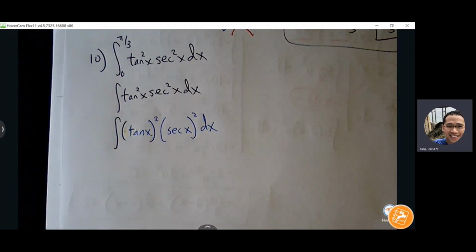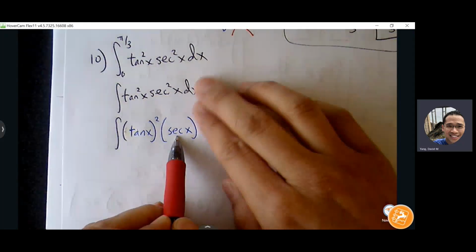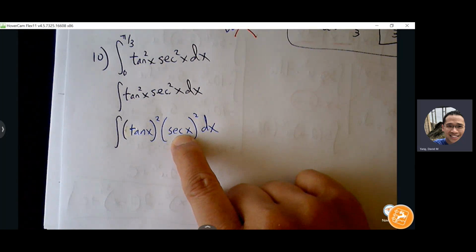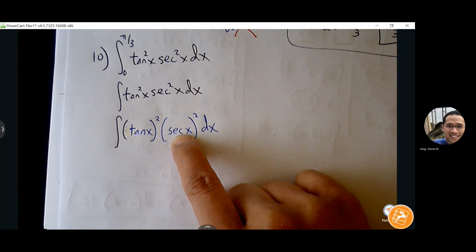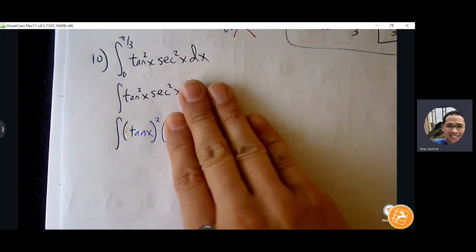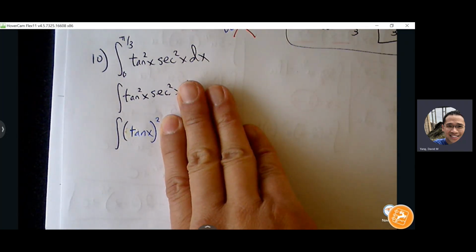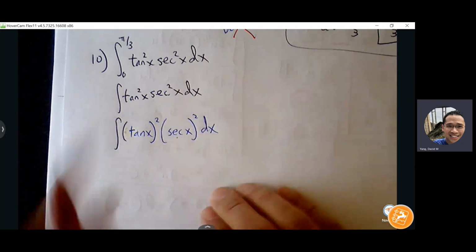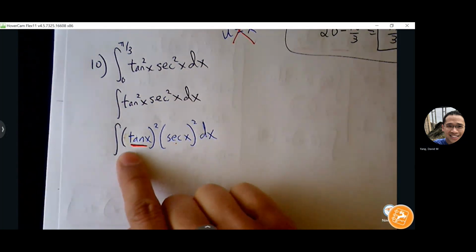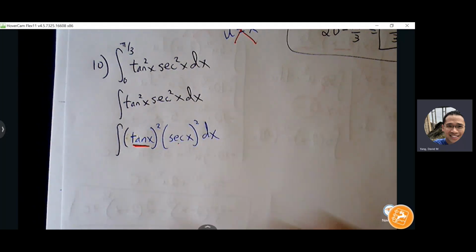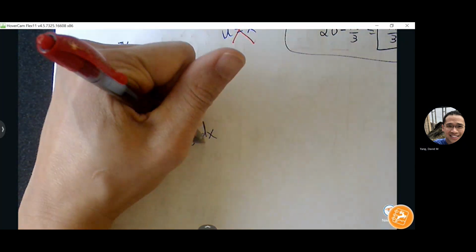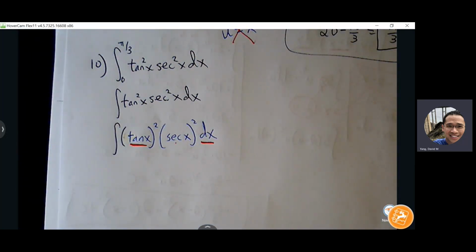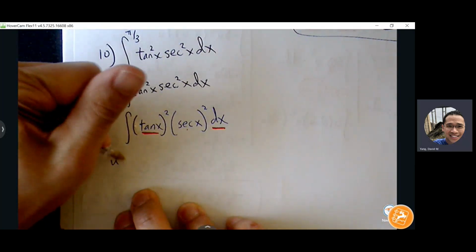Because our u value can be either tangent or secant, but not both. So if we let our u value be secant, if we think ahead, the derivative of secant is what? Secant tangent. Is secant tangent going to pair up nicely with the remaining parts of the problem? Right, it's not a good fit. What if the u value was tangent? The derivative is secant squared, and we see that if the derivative matches nicely with the remaining part of the problem, you know that you're going along the right path. Okay, so that's going to be our u value. So u equals tangent x.